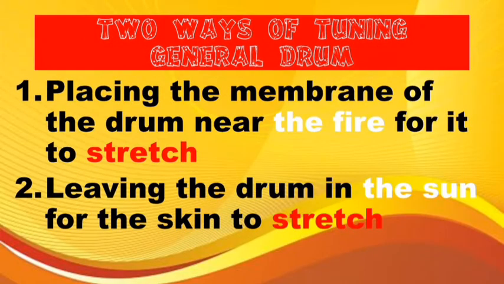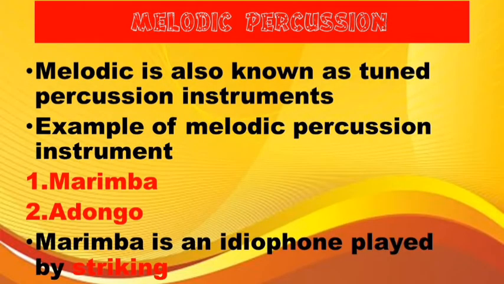Two ways of tuning a general drum. We want to look at some of the ways of tuning a drum. We have two ways. One, placing the membrane of the drum near the fire for it to stretch. Number two, leaving a drum in the sun for the skin also to stretch.